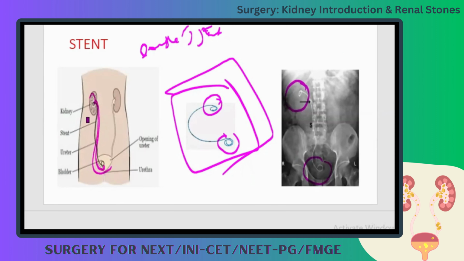Whenever you operate, there will be some edema. These are all small tubes, the ureter and all are small tubes. So they will collapse. To prevent the collapse, we put something inside to splint. That is nothing but a stent.